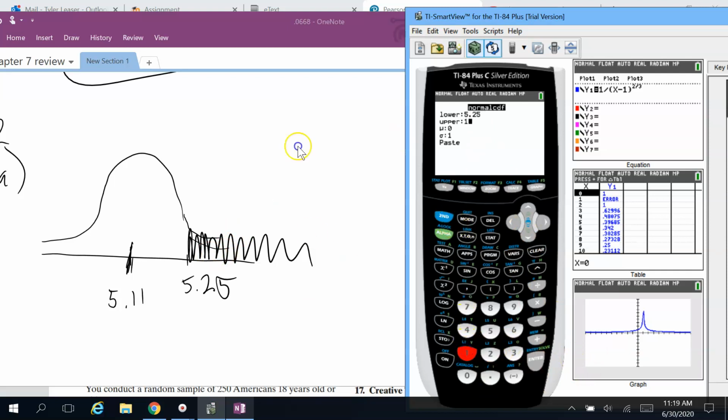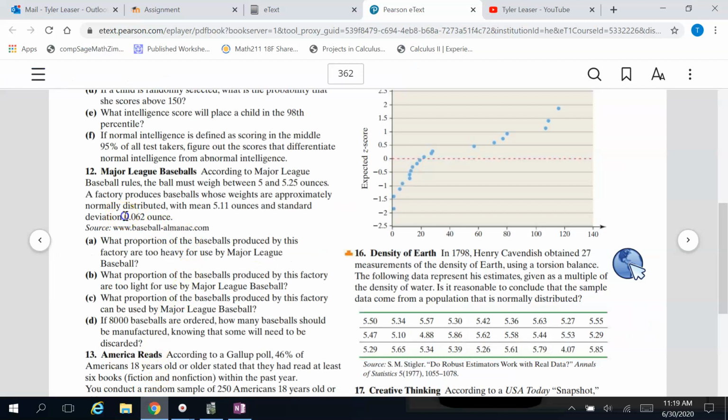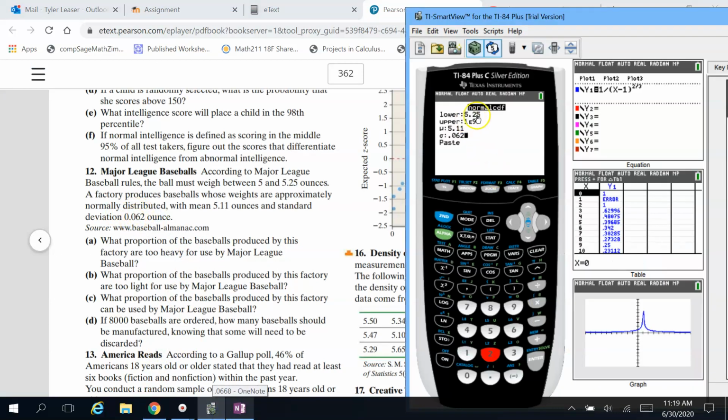The upper limit is going to end at infinity, so 1E99, just simulating infinity. These baseballs have a mean of 5.11 and a standard deviation that I think was 0.062. I'm going to double check that. Yeah, 0.062. Okay, good. So lower limit, upper limit, mean, standard deviation.